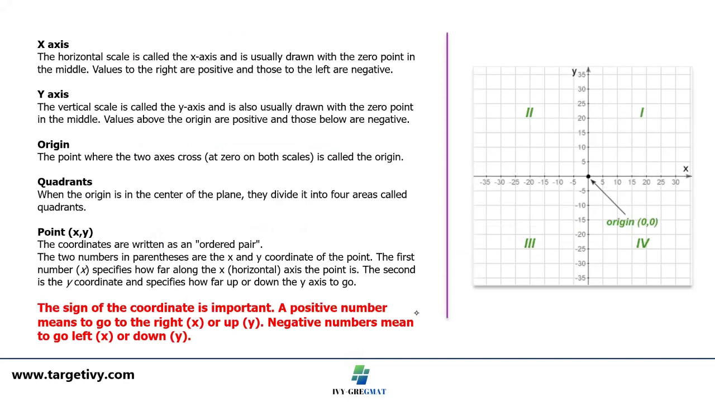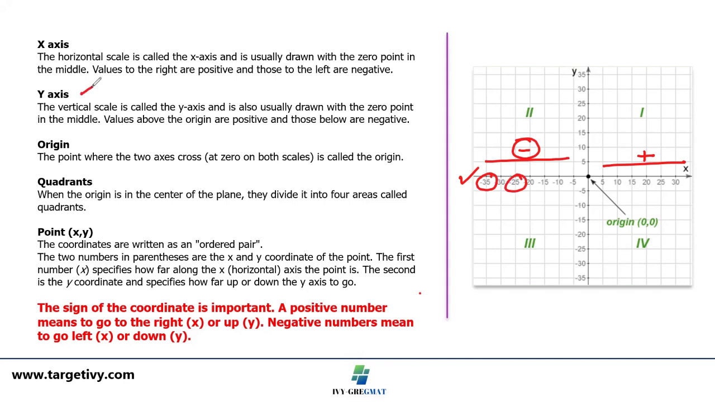What is an x-axis? What is a y-axis? The x-axis is the horizontal scale. This is the x-axis. The values here are positive on the x-axis and the values here are negative. We can see they are all negatives.